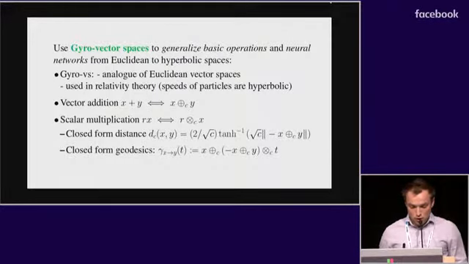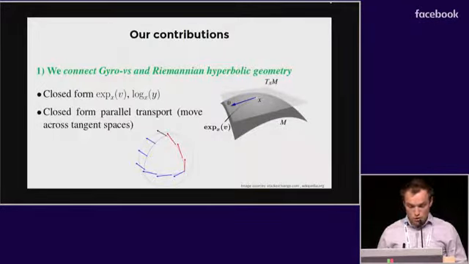In our work, we rely on the gyrovector space framework to generalize basic operations and neural networks in the hyperbolic space. This framework provides an analog of Euclidean vector spaces, and it has strong connections with relativity theory. Vector addition, scalar multiplication, distance function, and geodesics have closed form in this framework. Our contributions are the following. We first connect the gyrovector space framework and Riemannian hyperbolic geometry, and we obtain closed form expressions of important quantities like the exponential map and parallel transport, which can be used, for example, in optimization.